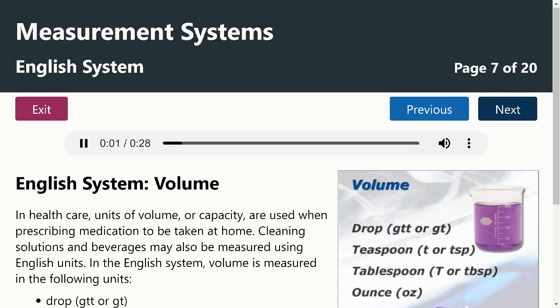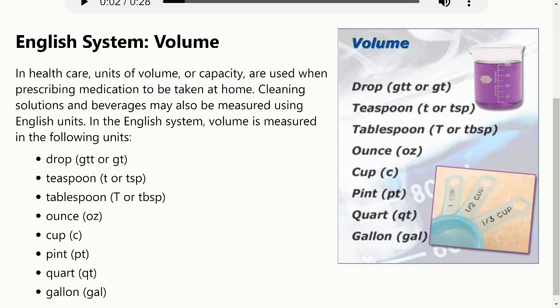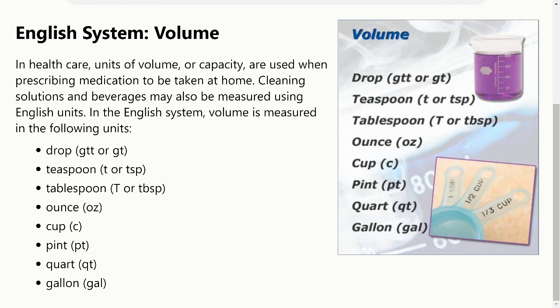English system. Volume. All right, so volume or capacity are used when prescribing medications to be taken at home. Cleaning solutions and beverages may also be measured using English units. In the English system, volume is measured in drop, which is represented as GT, teaspoon, a small t or TSP, tablespoon, a big T or TBSP. Then you have your ounce, your cup, your pint, your quart, your gallon.